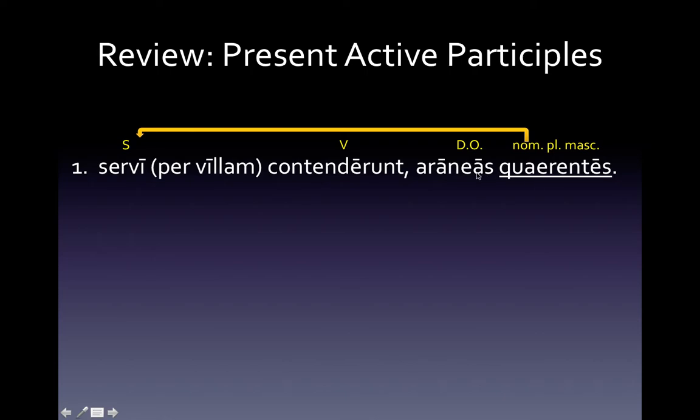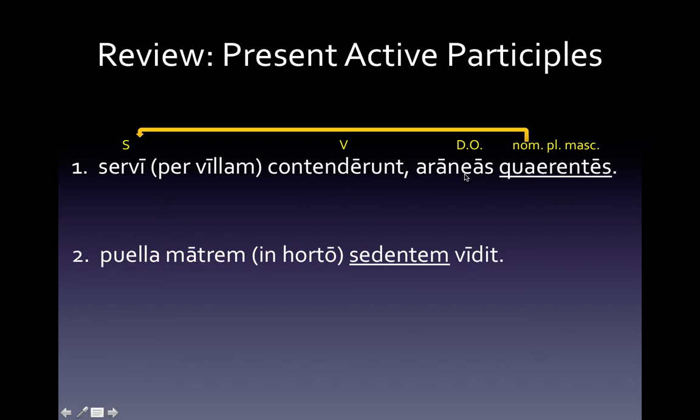Areneas is accusative, plural, feminine. This in form could be accusative, plural, feminine, but it wouldn't make any sense. So as is, this sentence will read, the slaves hurried through the town searching for spider webs. Who was doing the searching? The slaves. The spider webs weren't doing the searching, so it doesn't make any sense for this to match that.